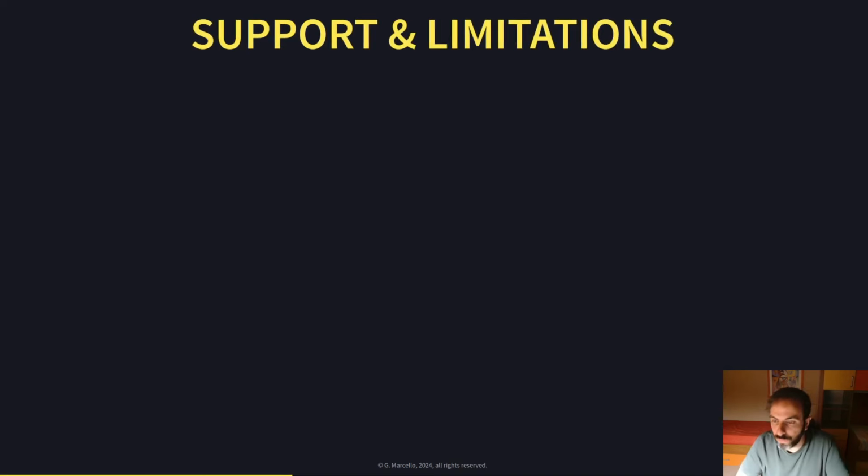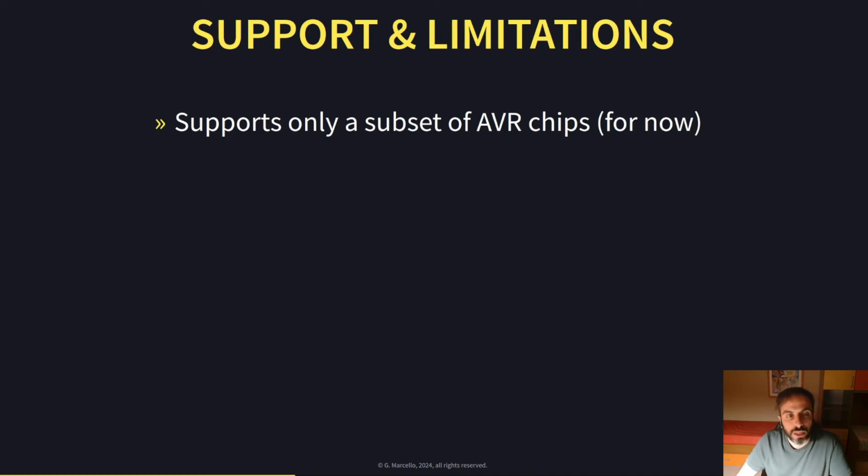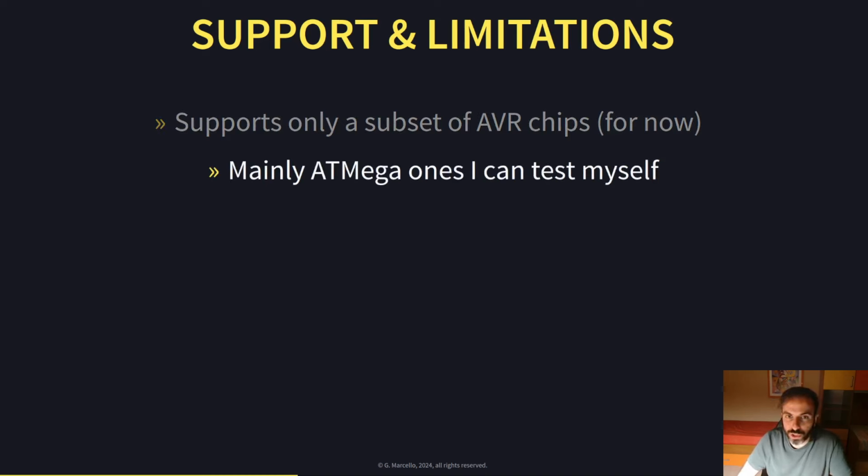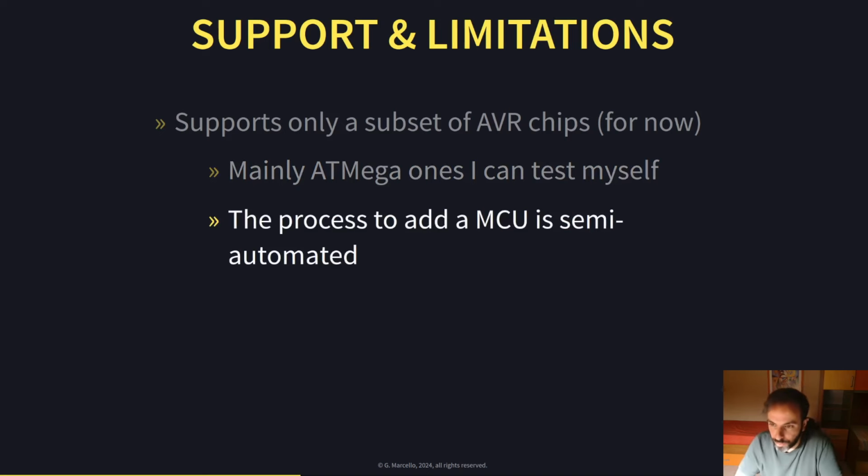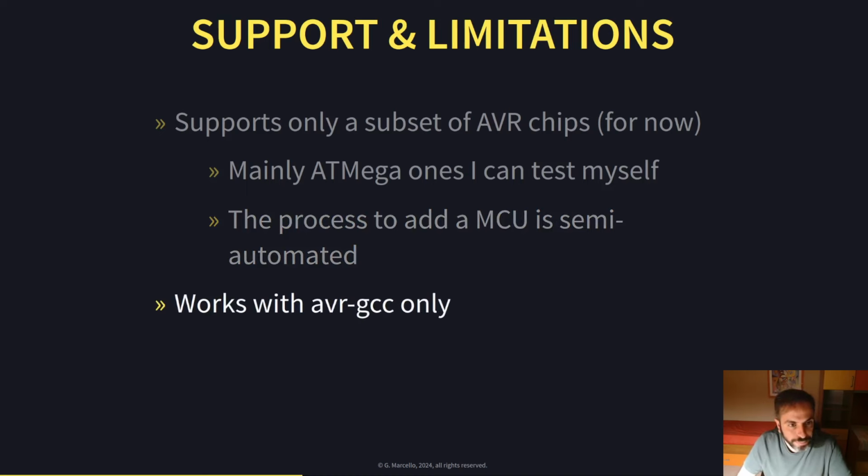So that's it for the core features. I'm going to talk a little bit about the current limitations of the library. So first of all, this supports only a subset of AVR chips for now, which are mainly ATmega chips that I have on hand and I can test myself. But the process to add one MCU to the list of the supported ones is semi-automated, so I anticipate that in the future I will just support all of them. It works right now only with AVR GCC, so I have a plan in the future to actually support any other compiler, but for now I'm focusing on this one.